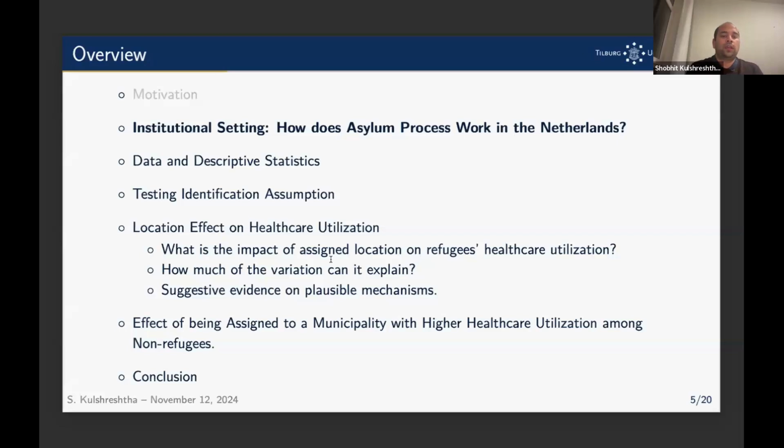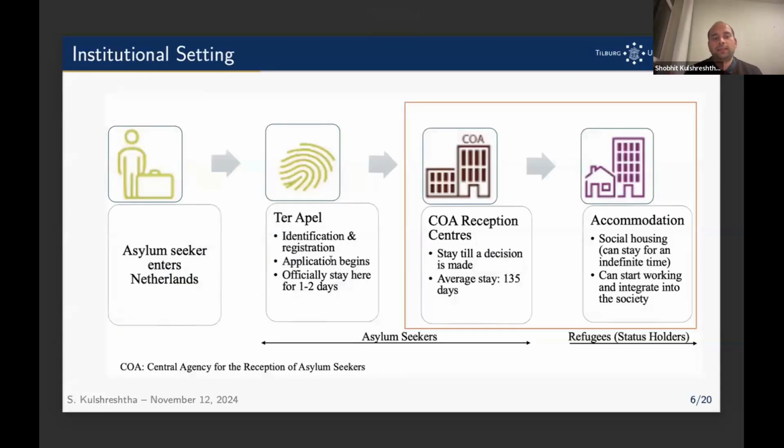The first one is whether location has an effect on healthcare utilization, possibly explaining the mechanisms through some suggestive evidence. And then, how is the healthcare utilization of refugees affected when they are assigned to a municipality where healthcare utilization is also high for non-refugees. So I'll start by explaining how this works.